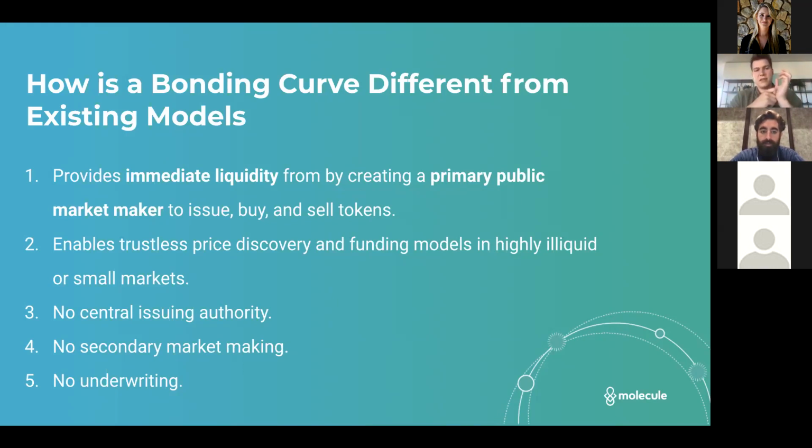Then next, it enables trustless price discovery and funding models in highly illiquid or small markets, which is really interesting for things where it was previously impossible to create markets. There is no central issuing authority. There is no secondary market making, I already said that, and there's no underwriting. Underwriting is typically if you're selling shares, for example, on the stock market, or even in a token sale, you always have an underwriter that basically takes on the risk if the offering doesn't fill. With a bonding curve, we don't really have any of these.